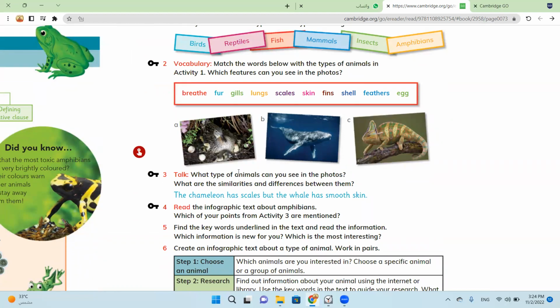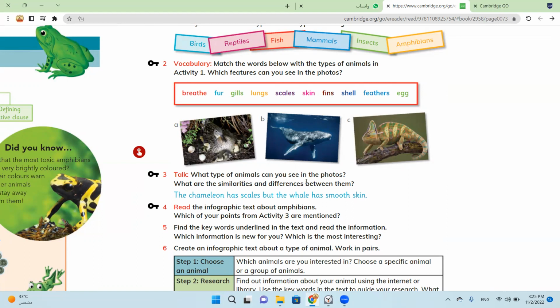Activity 3. What type of animals can you see in the photos? Here, A, B, C. In A, we can see clearly a duck surrounded by trees. B, a whale. C, a type of lizard we call a chameleon.